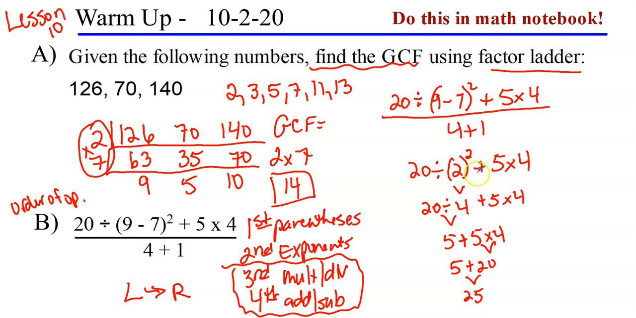That all is the numerator. Now the denominator is easy, right? It's just 4 plus 5. So now I have 25 over 5, which equals 5. Phew, that was a lot of steps, but as long as I kept going back to the order of operations, then I know I'm doing math in the correct order, and I will get the right answer.